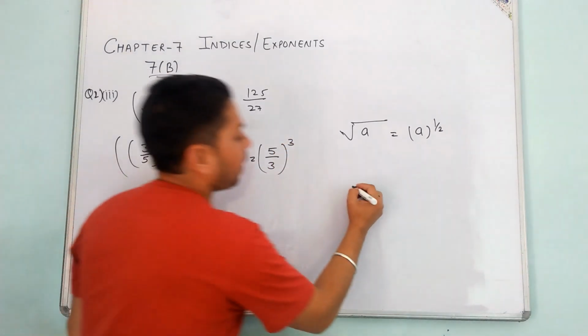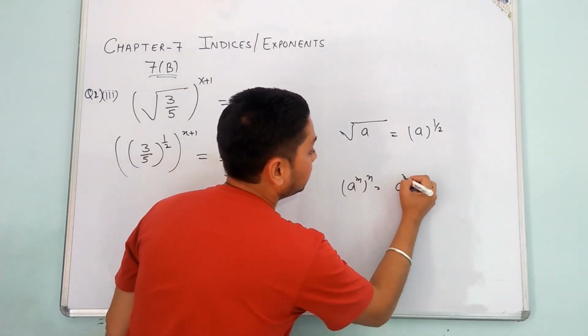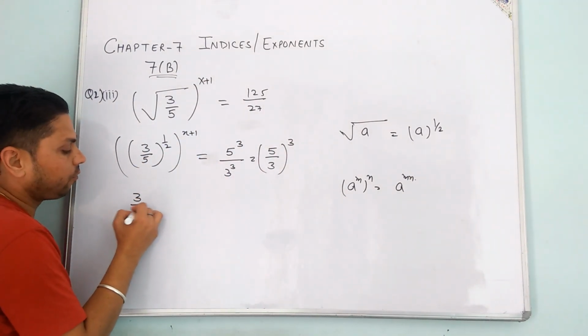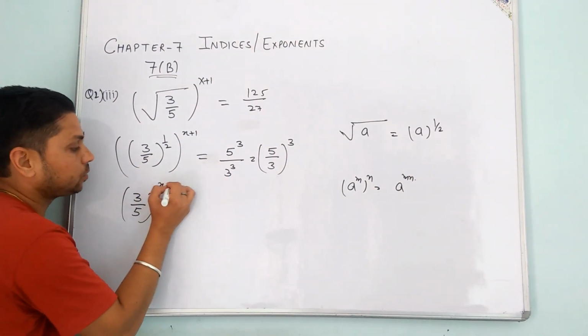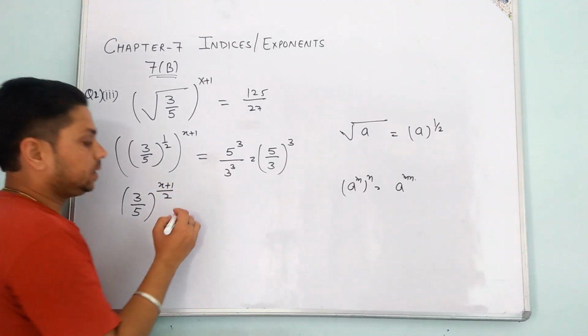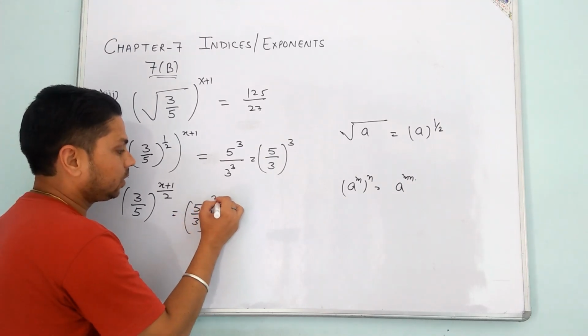Now, power of a power: a raised to power m, raised to power n, will be equal to a raised to power mn. So multiply this, it will give you (3 over 5) raised to power (x plus 1) upon 2. This is equal to (5 over 3) raised to power 3.